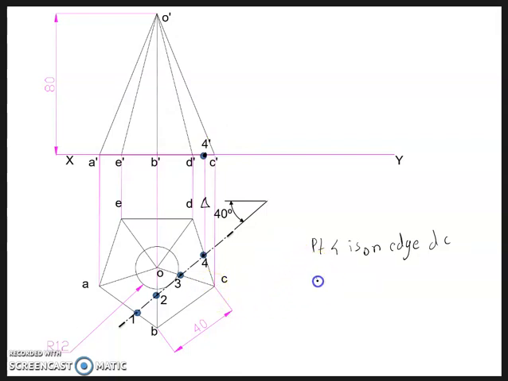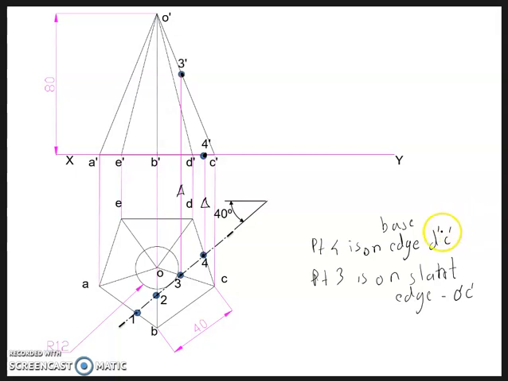Similarly, point 3 is on slant. So this is the base edge. Let's differentiate that. And point 3 is on slant edge OC. Okay. So from 3, drop a projector vertically up. And mark the point of intersection of the projector with slant edge OC, that is in front view it is O dash C dash. This is the point 3. Okay.